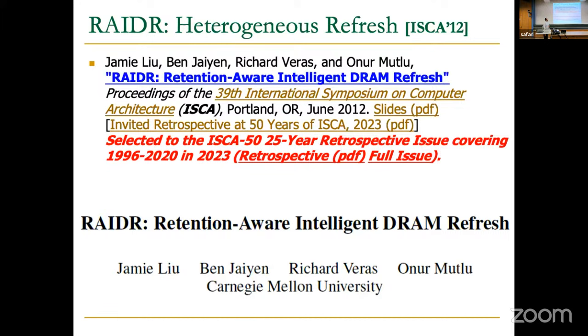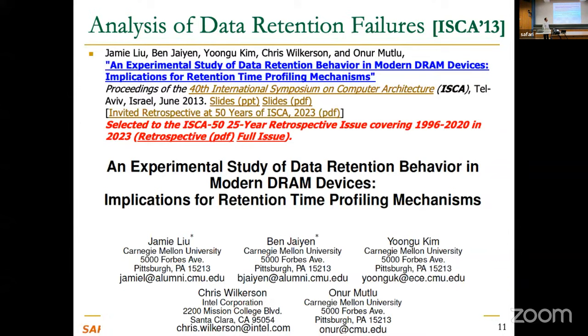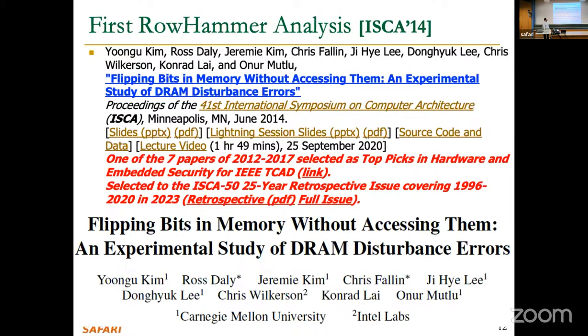And this is one of the papers that we will talk about today. You can see that ISCA recognized this paper as one of the papers in the shortlist. It performs refreshes in a heterogeneous way to reduce the performance and energy overhead of those refresh operations. And there's another work here that analyzes the data retention failures. It was also recognized in this issue. And this is the paper that we keep talking about for the last 6 hours of this lecture, let's say. This is a paper published in ISCA 14 that showed RowHammer for the first time in a wide range of systems. So this was also recognized.